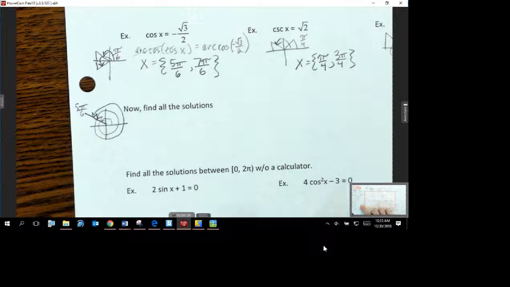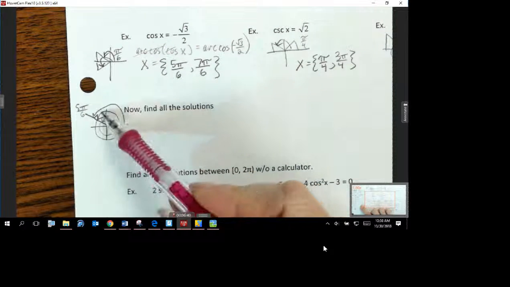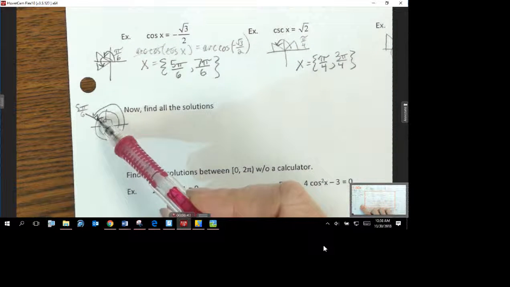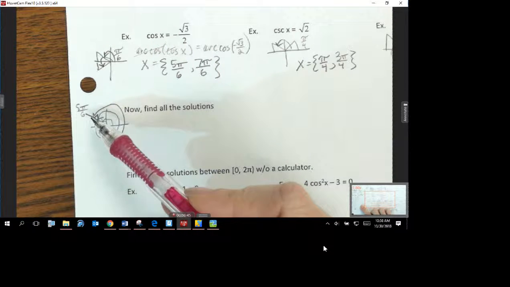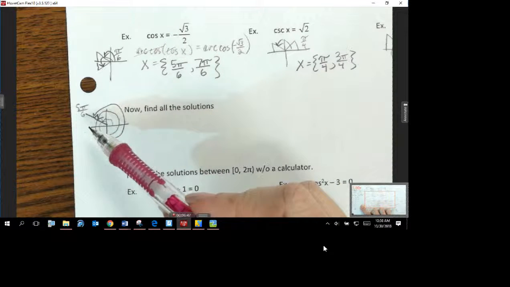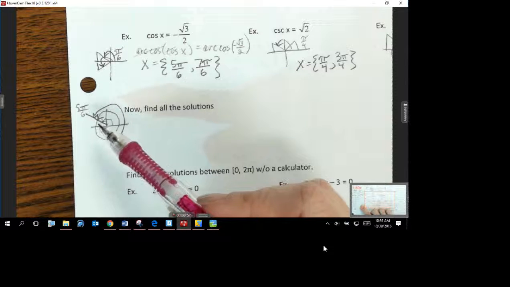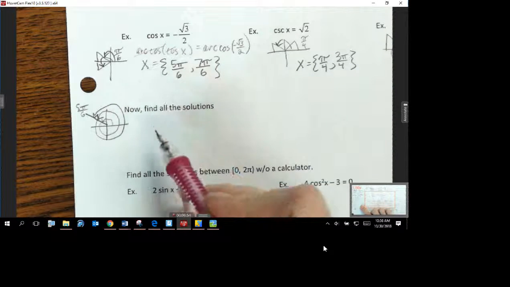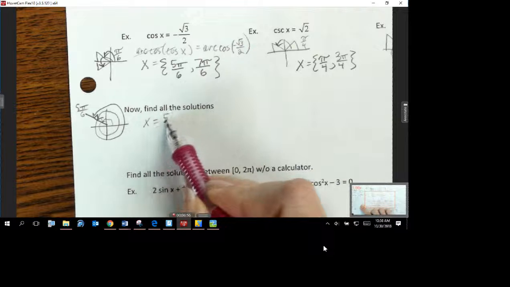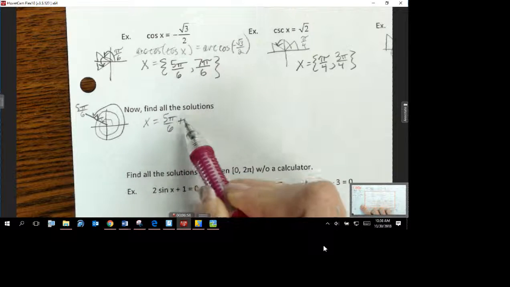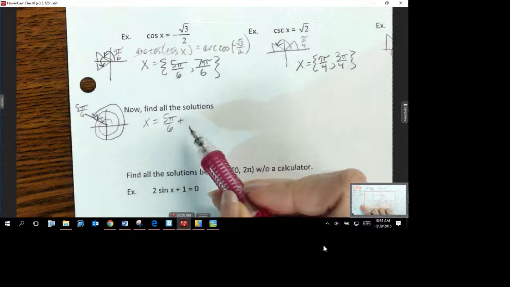That's why the graphs look like that curve that goes on forever. So can you tell me how much I added to get to the next time it was 5 pi over 6? And then the next time? And then the next time? Or what if I went the other way? So we minus 2 pi. So what we're going to do is we're going to take our answer of 5 pi over 6, and we're going to add, how many 2 pi's am I going to add?